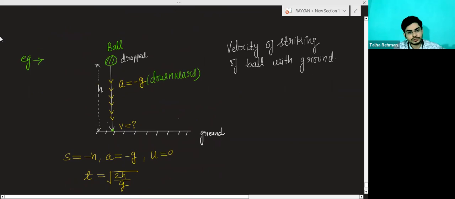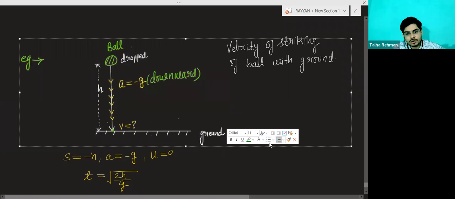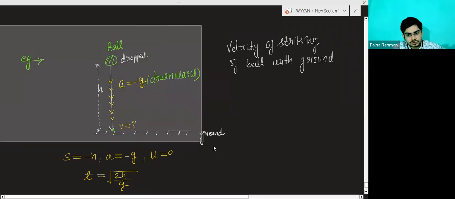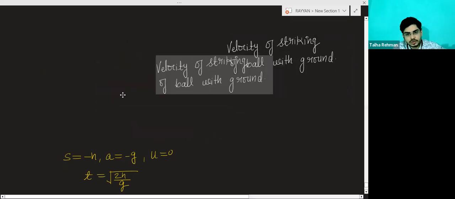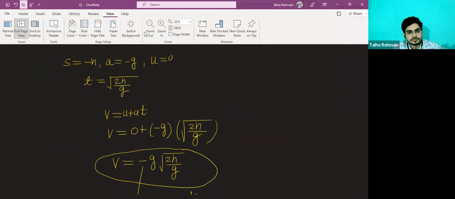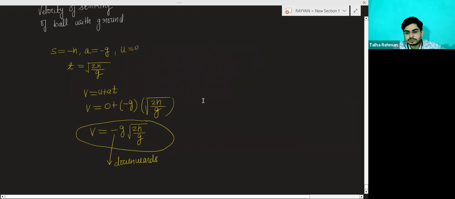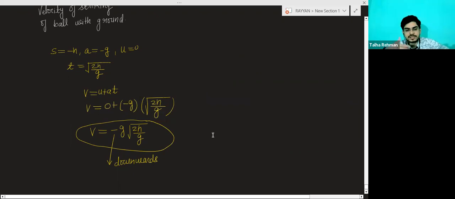Okay, so what you should do? You have already drawn this figure. Just write the velocity of the ball striking the ground and write down only this part. I corrected up to the second last step, I just didn't do the last one. Oh, you have done it till here. Very good, very good. Means you are understanding things now.